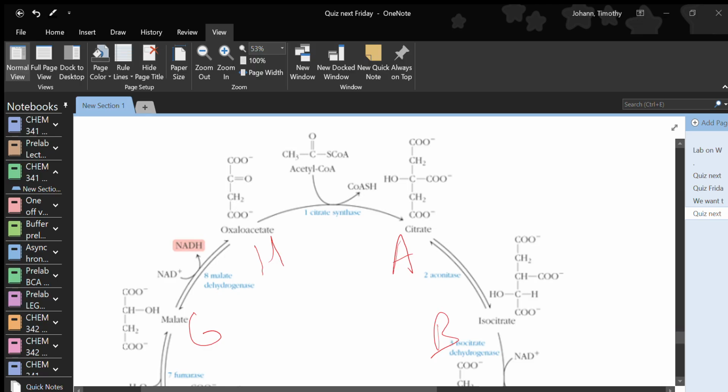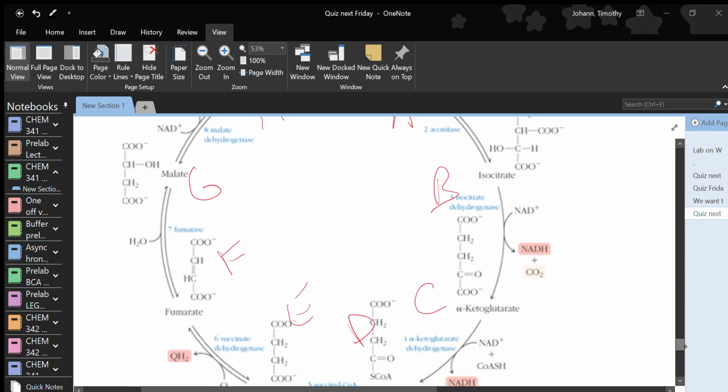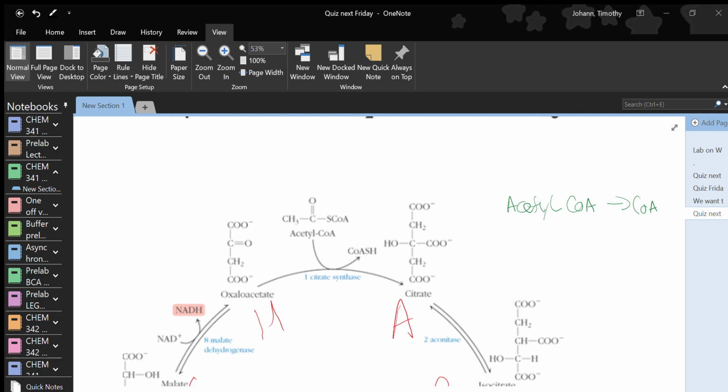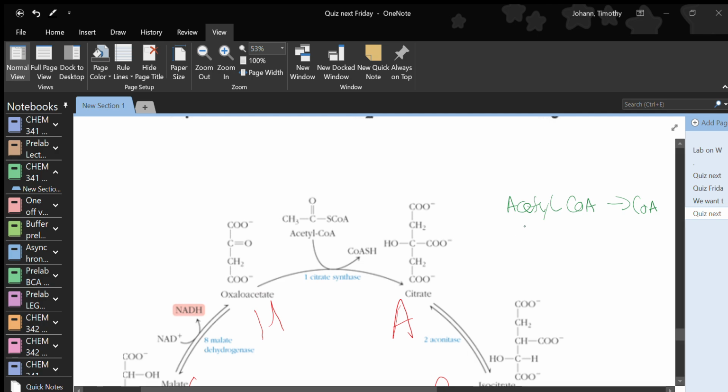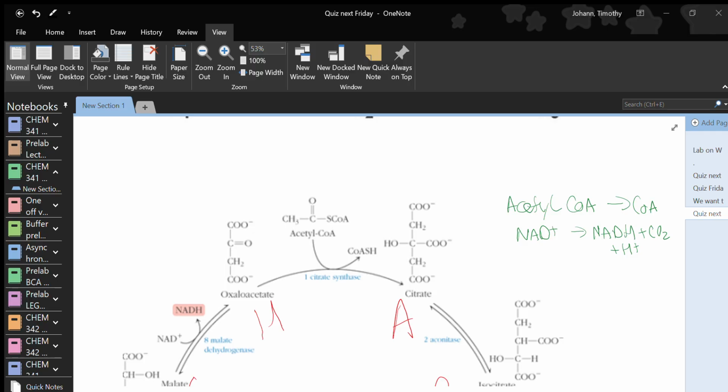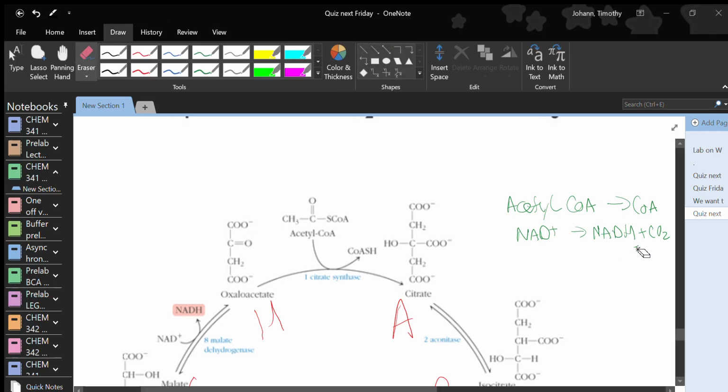But what happens is, let's take this part right here. We get acetyl-CoA, and that's going to give us CoA, in terms of that arrow. We're just picking off the things on the sides. Here we have an NAD plus becoming NADH, and we have a carbon dioxide come out. So NAD plus becomes NADH plus a CO2. And there'll be another proton in there, but we're not going to count protons. I mean, they count, but we're not going to add up protons.